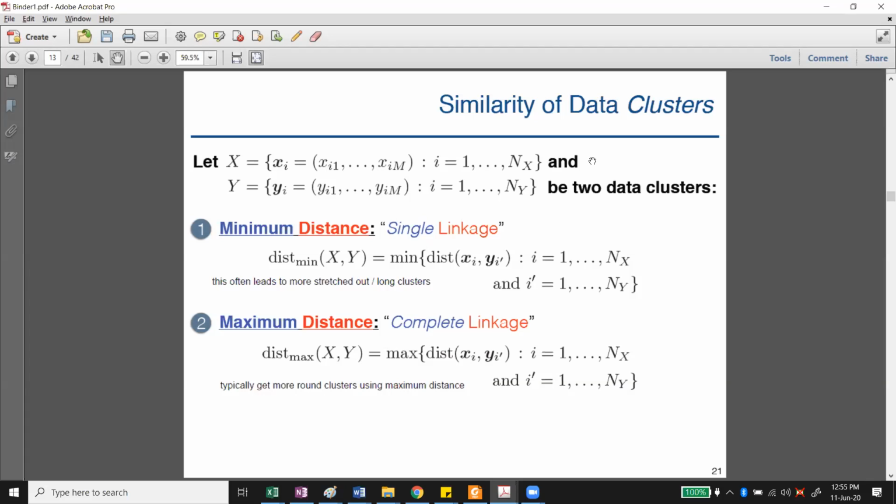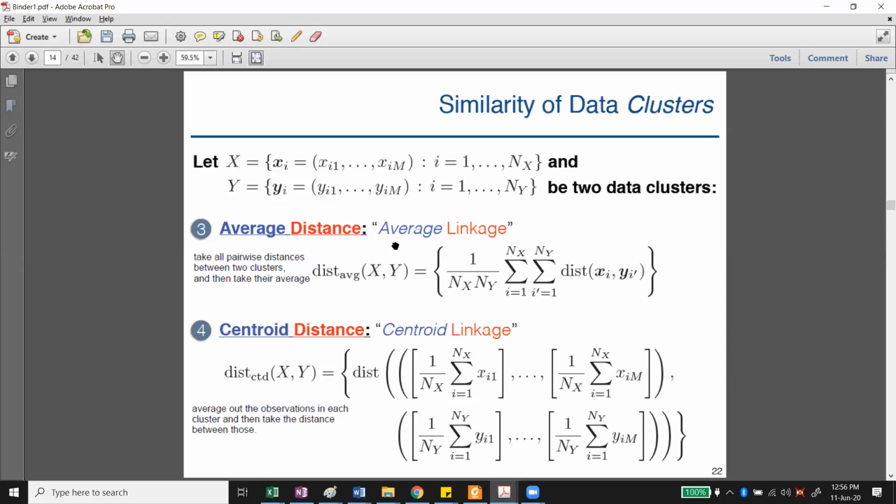Here also, I would say you do not really need to go into what exactly these notations mean. Just remember the names from here and I'll show you graphically what they mean. So one is called minimum distance, which we also call single linkage. Another is called maximum distance, which we also call complete linkage. I'll show you graphically what each of these mean.